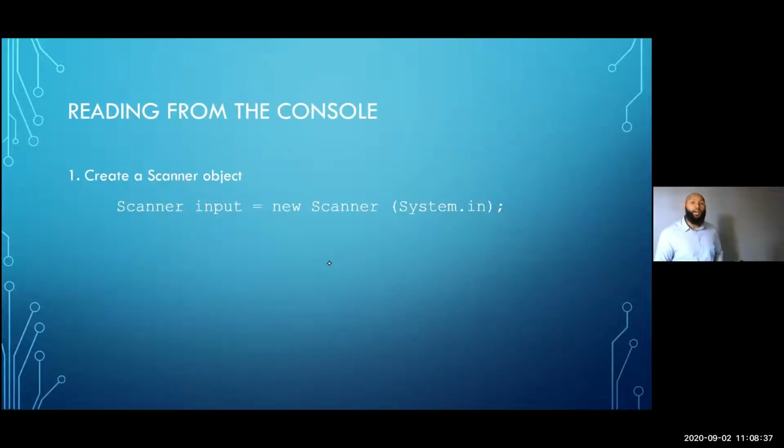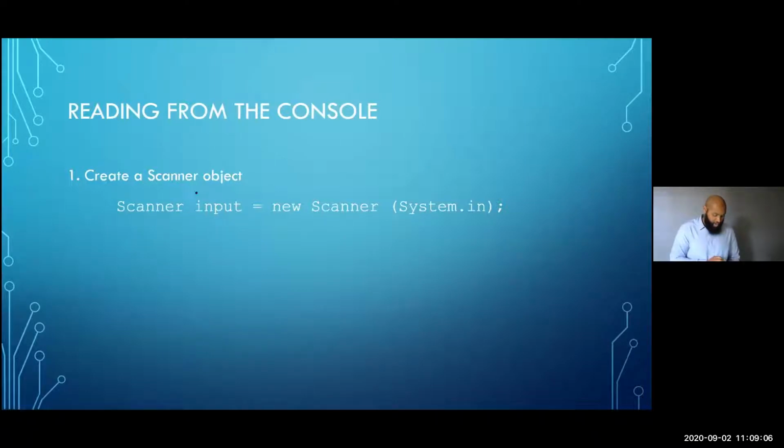Now we're going to talk about how to read from the console. The console being the command line. How do we actually read from the command line? The first thing we need to do is create a Scanner object. Scanner is a class that lets you read from either the command line, the console, or from a file. It's a very simple class that we're going to use in this course.